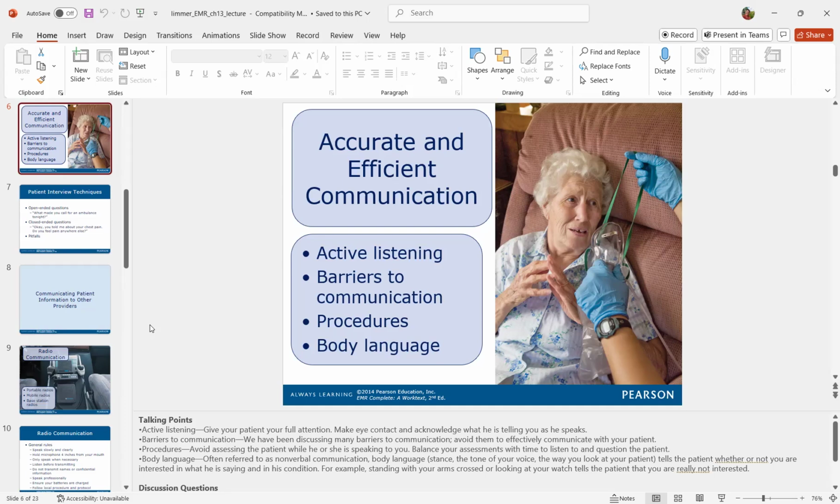Procedures, avoid assessing the patient while we're talking to them. We're going to balance our assessment time with listening to the patient. We want to make sure that we're giving them our attention as well as we're assessing. So sometimes if we have a partner, we'll have somebody assess them while we're asking them questions. Body language, often referred to as the nonverbal communication, our stance, our tone of our voice, how we look to that patient. That tells the patient whether or not we're interested in what they're saying and what their condition is. So again, don't stand over them and act all tough. Just get down on their level, make eye contact with them, and have a conversation with them to see what's going on.